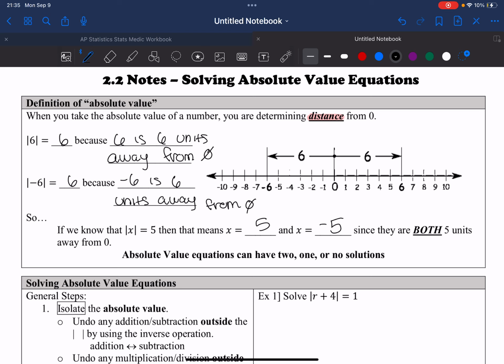Since we're thinking of distance, you need to remember that absolute value cannot equal a negative number because there's no such thing as a negative distance. Absolute value equations can have 2, 1, or no solutions.